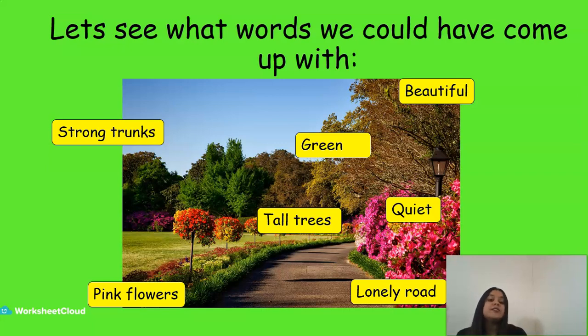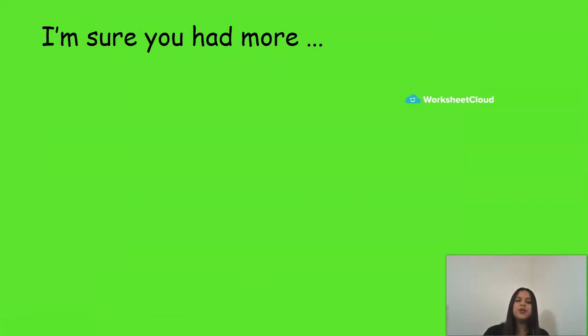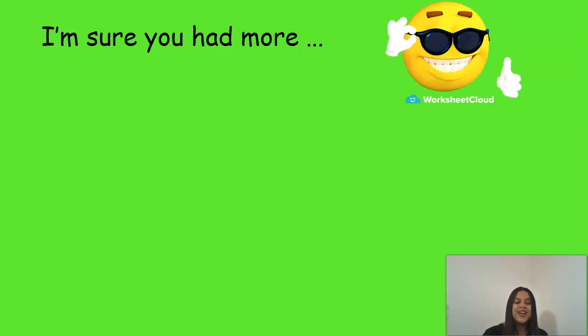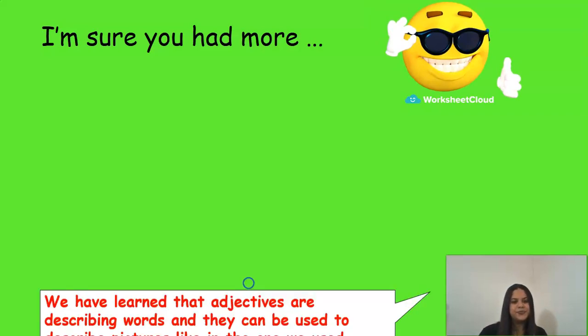So I hope that you got some of the words that I got from this picture. Some of you might have also looked at the sky and said that there was a beautiful sky up there, or spoke more about the flowers, or maybe you spoke about the little shrubs on the side of the road. That's perfect. As long as you looked at the picture and used some words to describe it, that's wonderful, Grade 4s. So I'm sure you had some more, which is perfect. But let's look at the ones that I got.